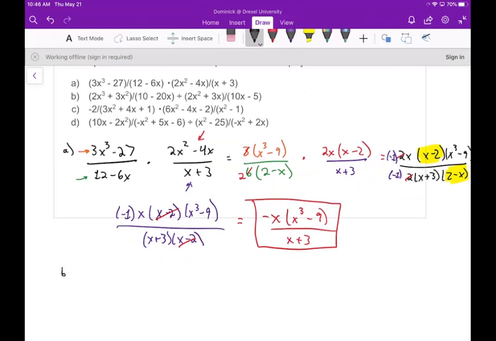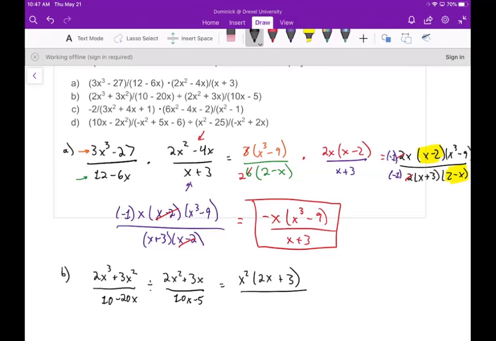Okay, anyway, part B, we have a 2x to the third plus 3x squared over 10 minus 20x divided by a 2x squared plus 3x over 10x minus 5. Okay, so now when we factor, in the first pair, I can factor out an x squared, I'll have a 2x plus 3. And in the bottom, I can factor a 10 out, and I'll have a 1 minus 2x. Now, keeping in mind that we're going to keep change flip for division, I'm just going to change this to multiplication now, and now flip them. So now on the top, I can factor a 5, because now the 10x minus 5 is up top, and I'll have a 2x minus 1. Right, and then this will be over, factor an x out, and then we'll have a 2x plus 3.